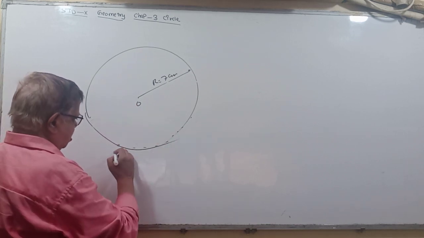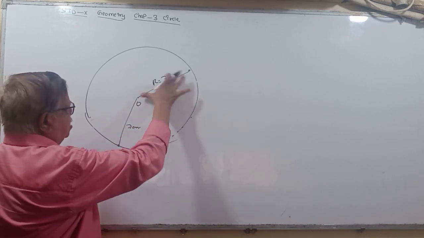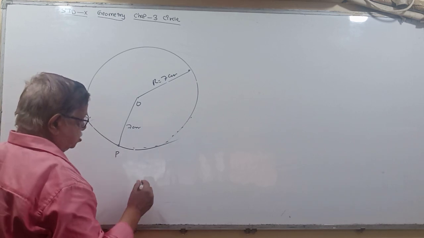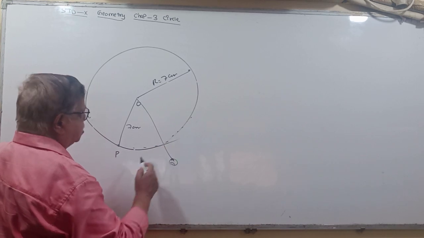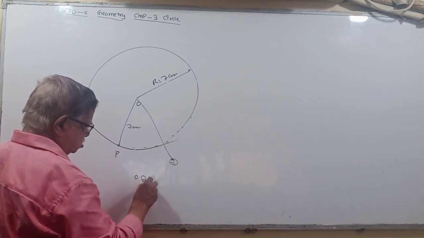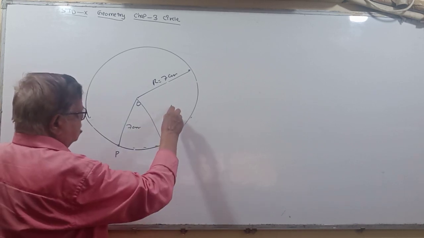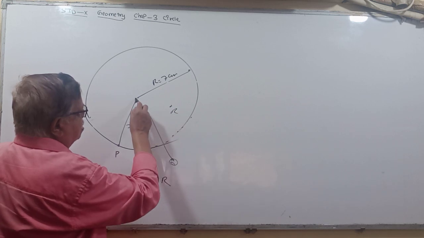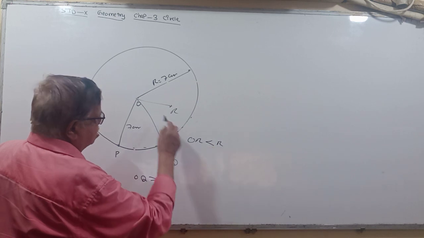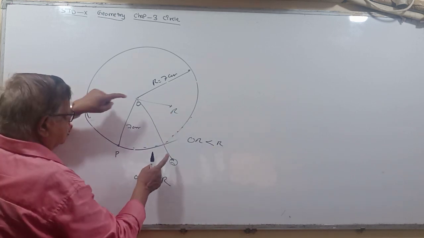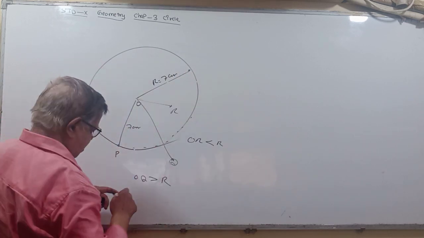Suppose I take a point here, P. This distance is also 7 centimeter because the radius is 7. Suppose there is a point Q, this distance will be more than 7. OQ is greater than the radius. Suppose there is a point R here, OR is less than the radius, so OR will be less than 7. Everywhere on the circle it will be 7.